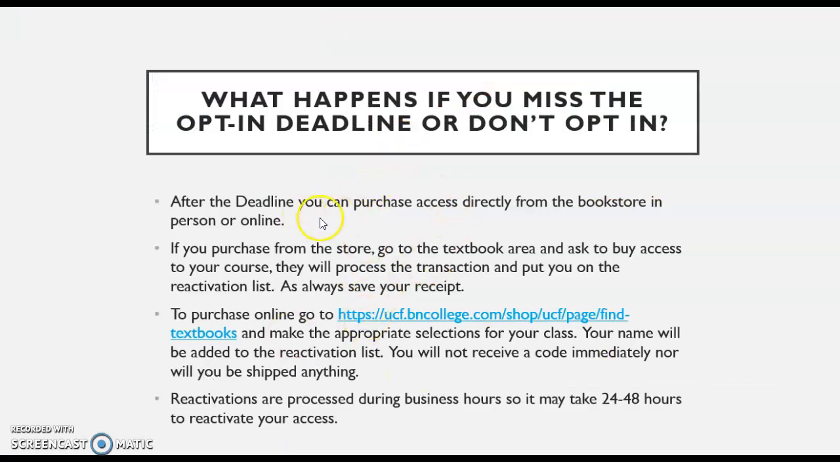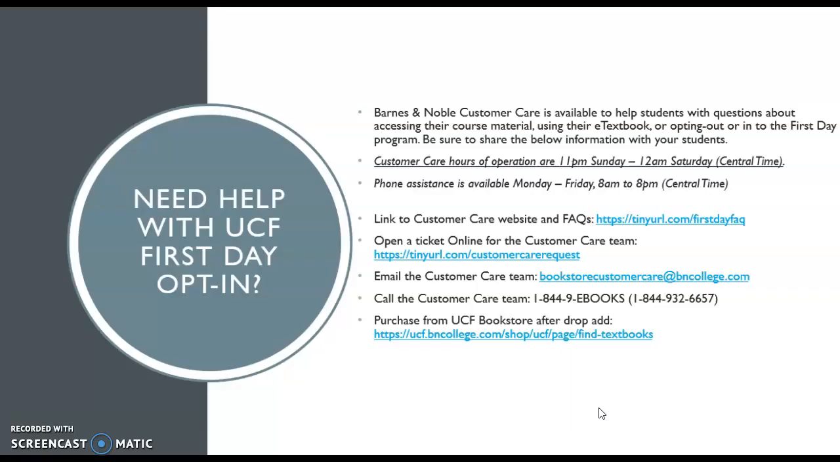So again, if you do miss the opt-in deadline, you can purchase, but it's going to be 30% more. You simply have to go to the bookstore or purchase it online at the main UCF page. And remember, after the deadline, your access will be cut off to the eText and the modules, so you will have to be reactivated, and this process can take 24 to 48 hours.